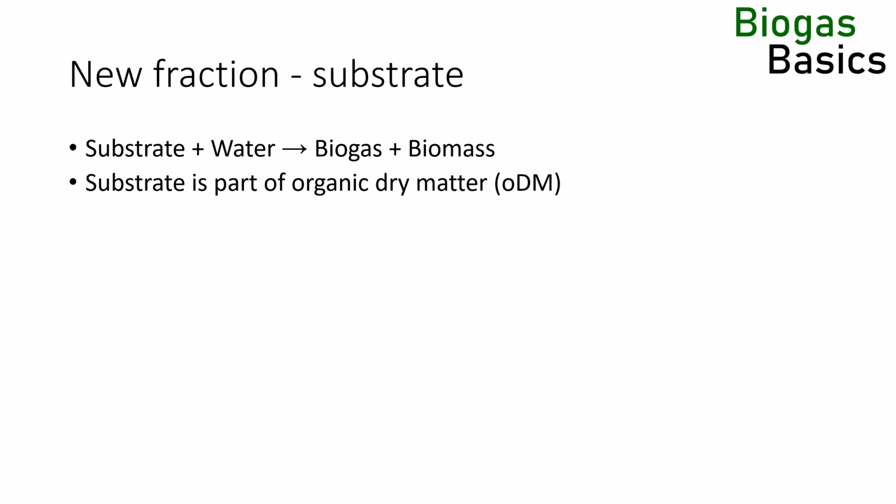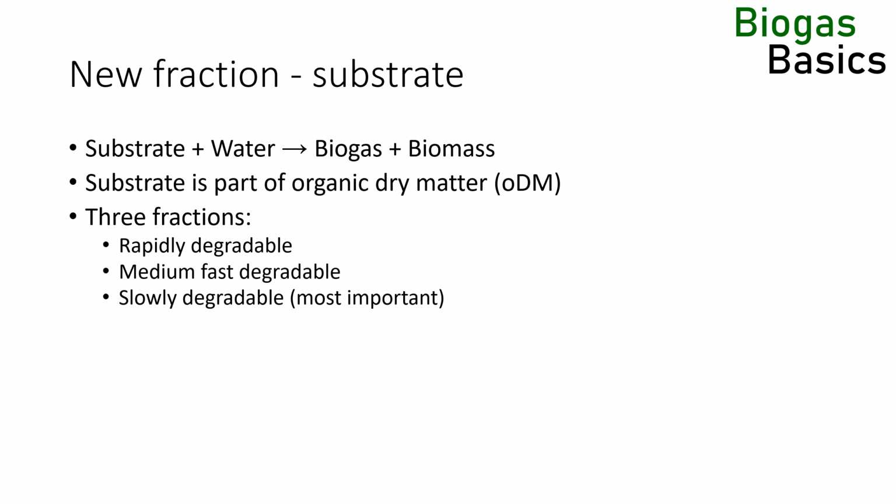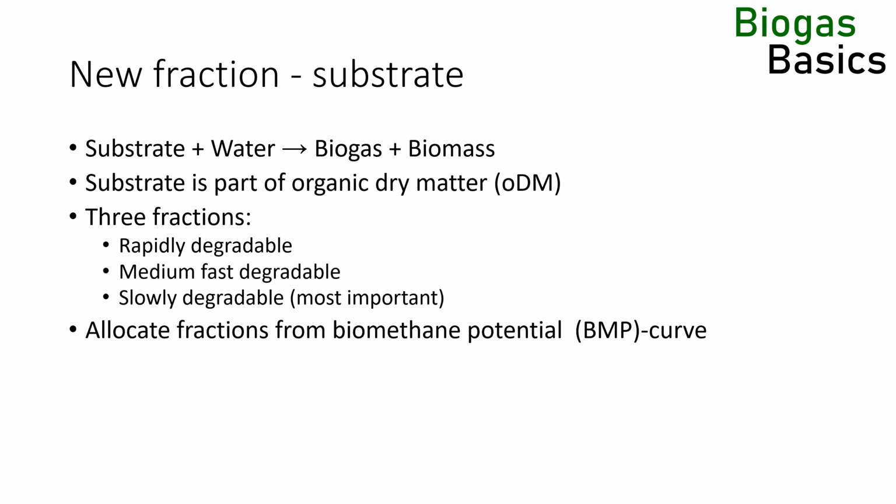We lump the different substrates into three groups: rapidly degradable, medium-fast degradable, and slowly degradable. We then use a BMP test to fit the biogas or methane production curve with a first-order kinetic. The parameter fit gives us the split, how much substrate is fraction 1, 2, or 3. Alternatively, we can use a fodder analysis to predict how much of the substrate is rapidly, medium-fast, or slowly degradable. In the separation step, we model substrate as fresh matter soluble.